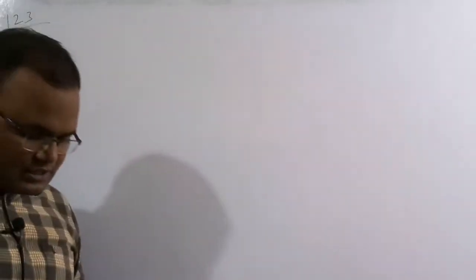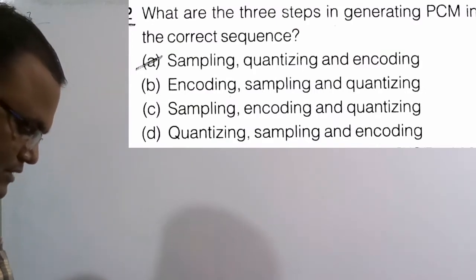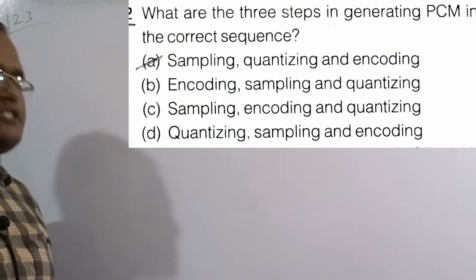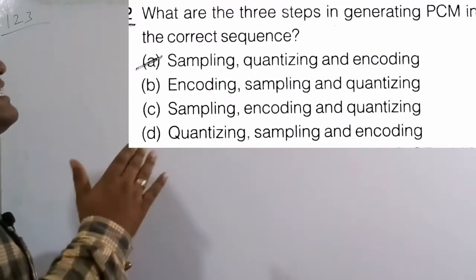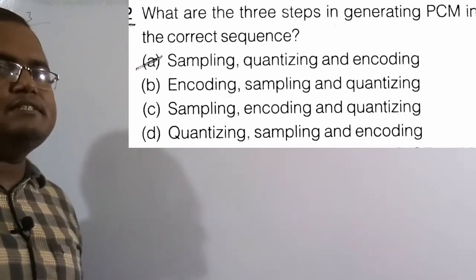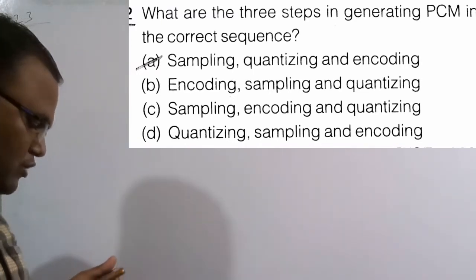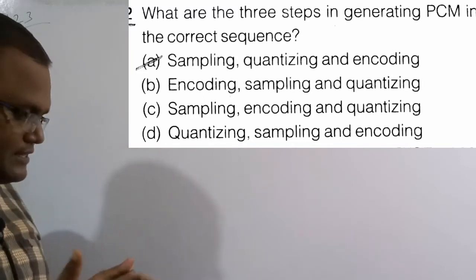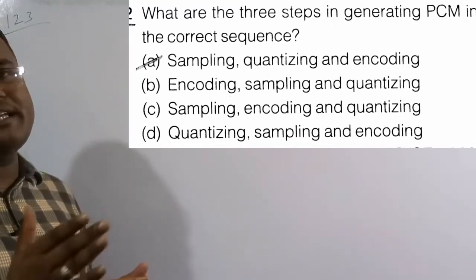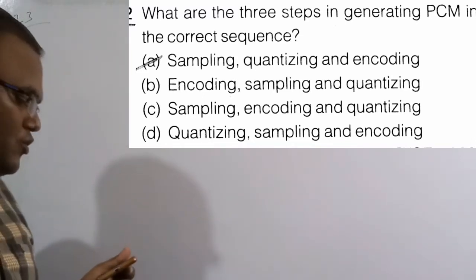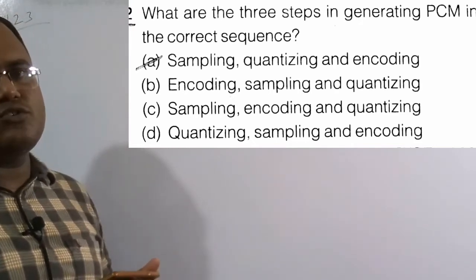So now we are going to solve question 123. See the question here. What are the 3 steps in generating PCM in the correct sequence? We need to find the correct sequence which is used in the PCM. What are the 4 options regarding the sampling, quantizing and encoding? We need to know what the correct sequence is. Option A is the correct solution of this question.